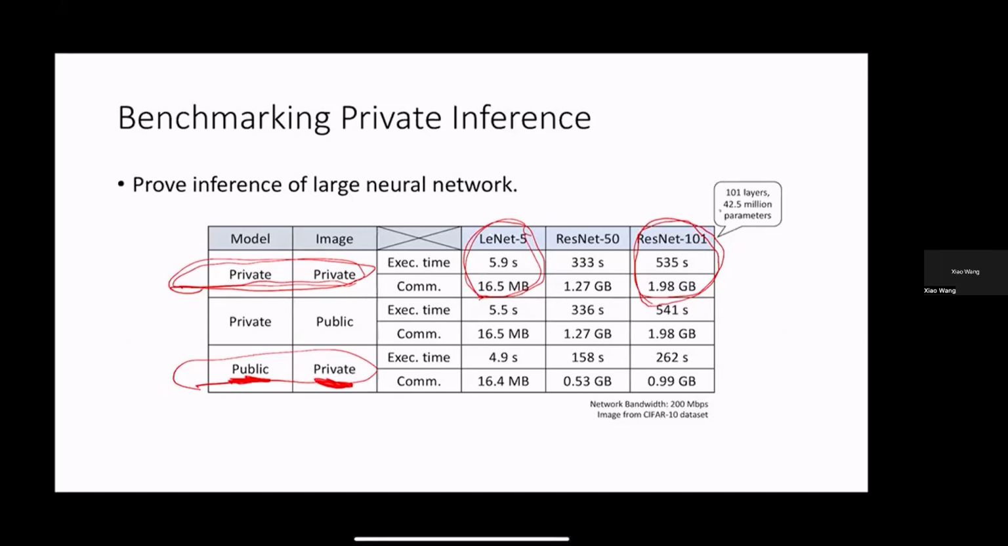It has about 40 million parameters in the network. For this one, it takes roughly 10 minutes of computation, so it's decently fast. And when the model is public, it requires even less cost.